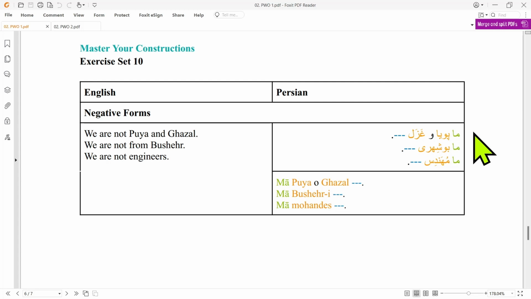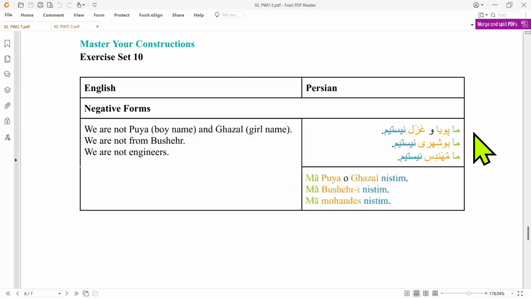Now let's form the sentences. We are not Puya and Ghazal. We are not from Bushehr. We are not engineers. Ma Puya o Ghazal nistim. Ma Bushehri nistim. Ma Mohandes nistim.